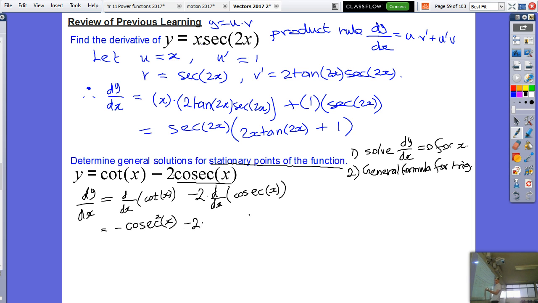Minus 2 lots of the derivative of cosec. So it's a minus cot of x cosec. Okay, those were the equivalences we established last lesson. All right, let's tidy it up. So this one stays, one's going to stay the negative. Now this negative of the negative goes positive.